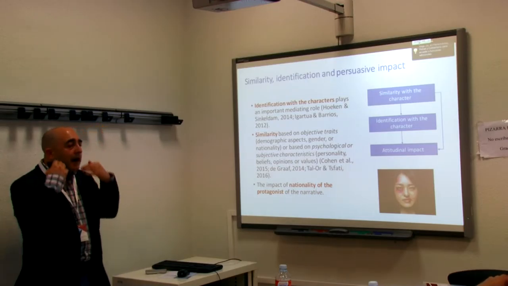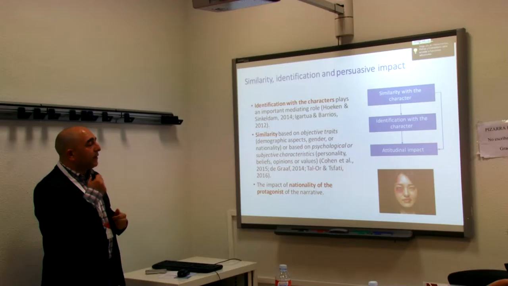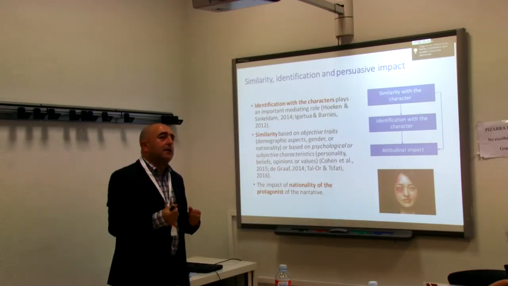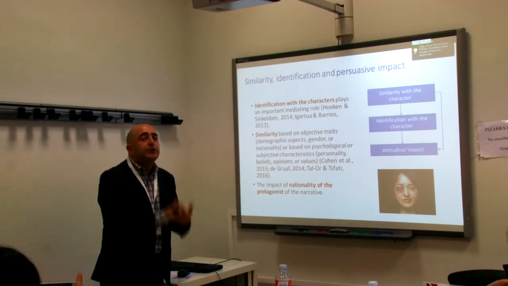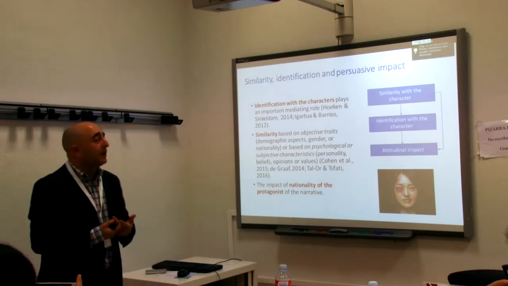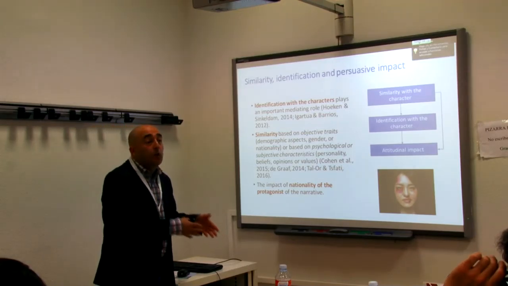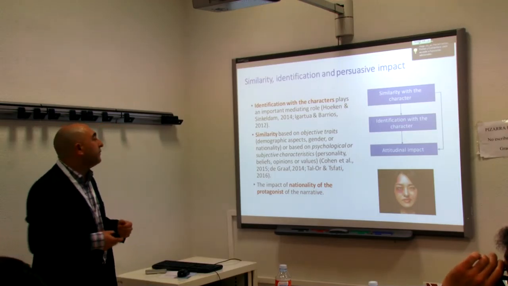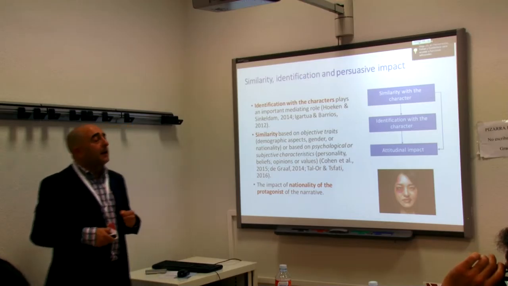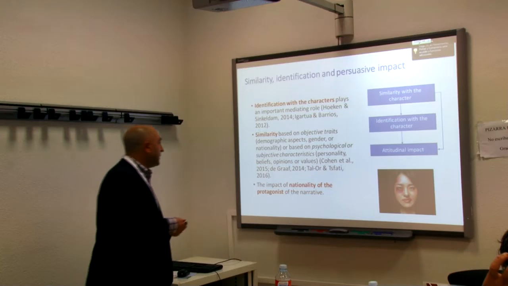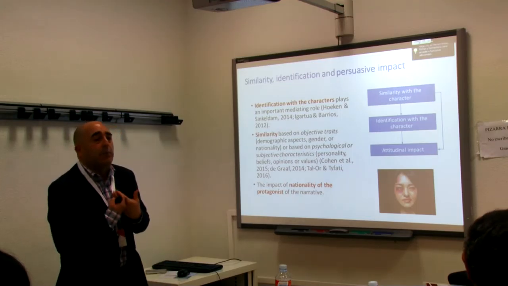For this reason, when we designed the research, we were assuming the following question: what is the effect of changing the nationality of the protagonist in a narrative whose focus is to persuade people against gender violence? The main character in a narrative against gender violence can be an immigrant or a non-immigrant, for example a native. This impacts the level of identification with the characters and, in a direct way, the attitudinal impact. The nationality of the protagonist will be our main independent variable.